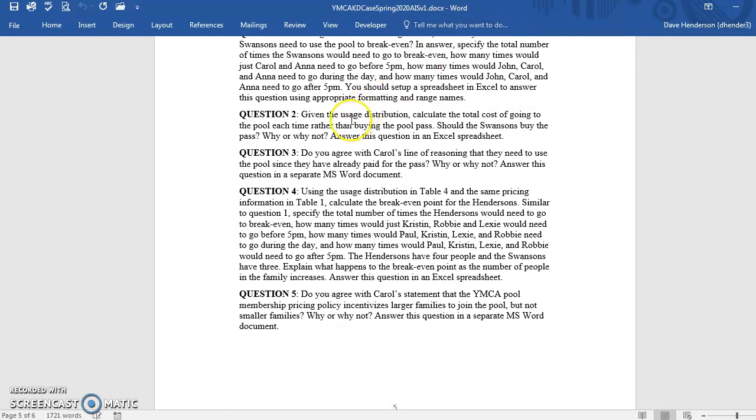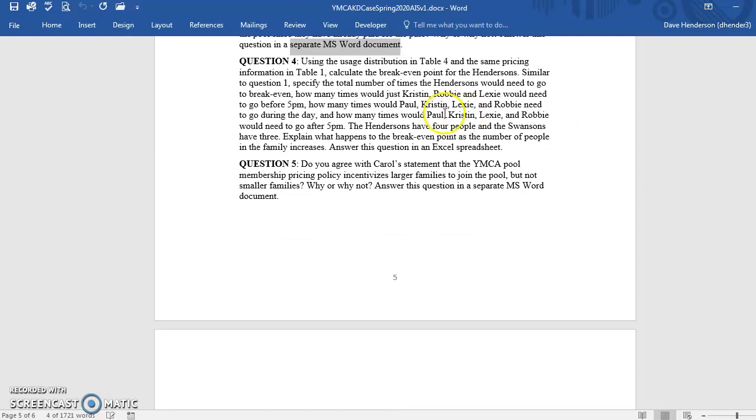Question 2, given the usage distribution, calculate the total cost of going to the pool each time rather than buying the pass. Should they buy the pass? Why or why not? Answer this question in an Excel spreadsheet. Question 3, do you agree with Carol's line of reasoning that they need to use the pool since they have already paid for the pass? Why or why not? Answer this question in a separate Microsoft Word document. Question 4, using the usage distribution in Table 4 and the same pricing information in Table 1, calculate the break-even point for the Hendersons, okay? And do that in an Excel spreadsheet.